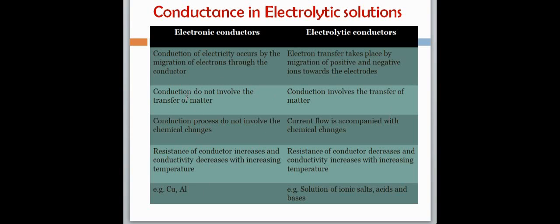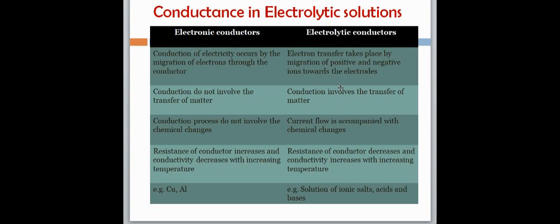In electronic conductors, conduction does not involve transfer of matter. Matter doesn't get transferred. What gets transferred are the electrons; there is just flow, movement of electrons. Third, the conduction process does not involve chemical changes, so when it conducts, there are no chemical changes taking place. The next point: resistance of the conductor increases and conductivity decreases with increasing temperature.